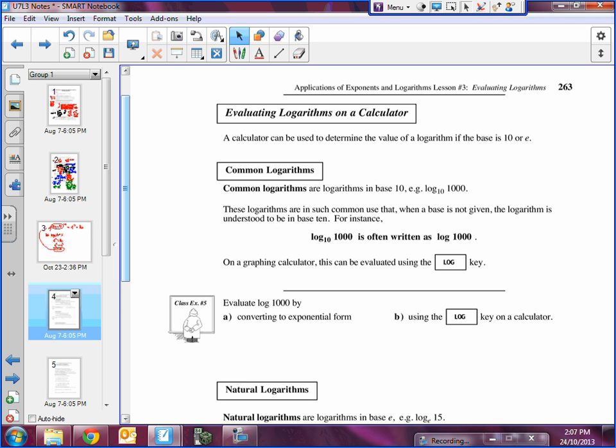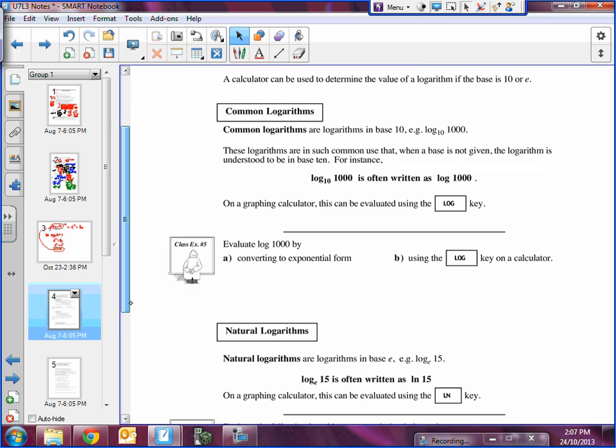So for example, log of 1,000 base 10, you just type in log of 1,000 in your calculator, because if it's base 10, that's your normal log in your calculator. If the base is anything else, you're going to have to divide by the log of that base. Right, Lucas? Yep, this is just review.